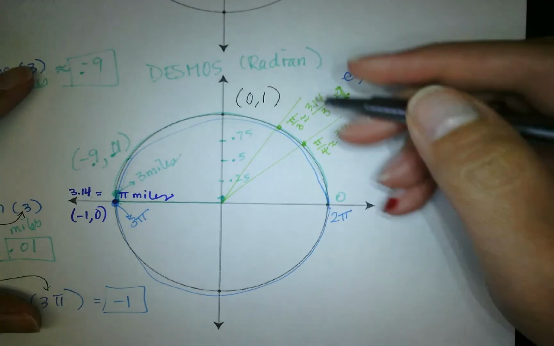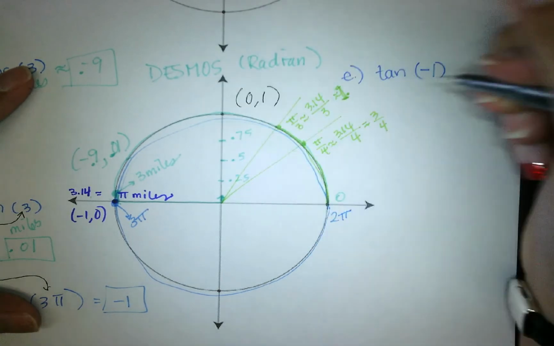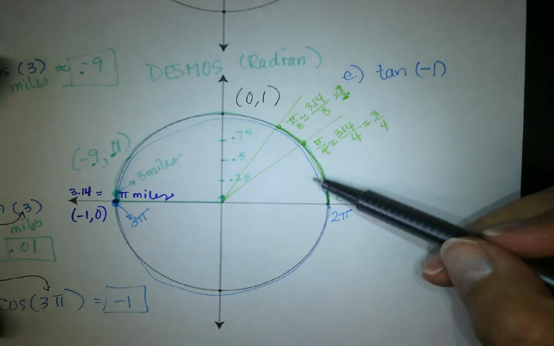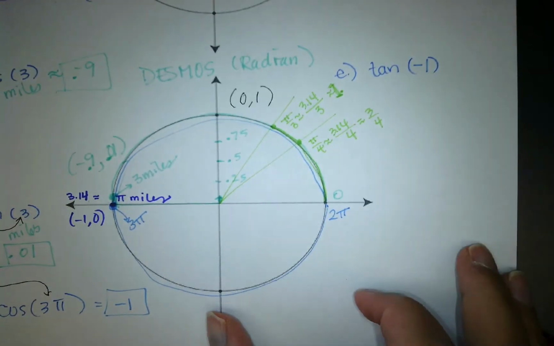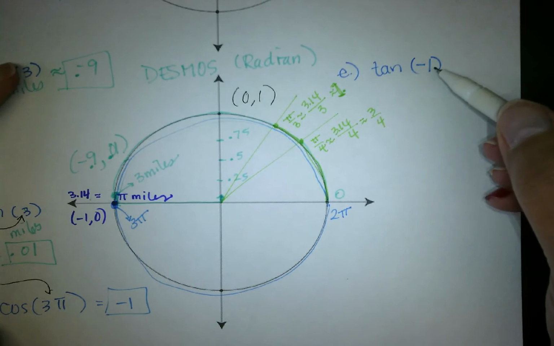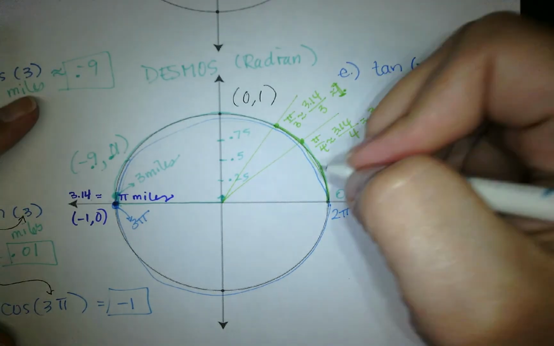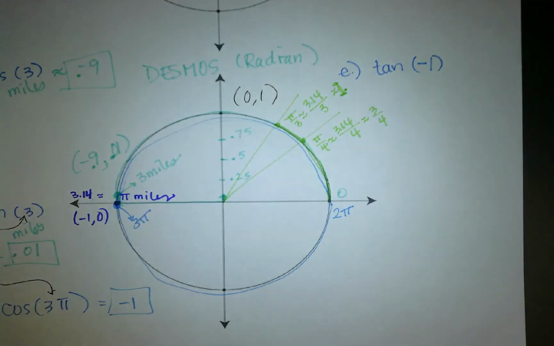So if you walked this chunk, that's about a mile that you walked. A little more than a mile. That's pi over 3. If you walk that arc, that's a little more than a mile. I want to walk a mile. Okay, and we'll get to the negative in a minute. 1 mile.